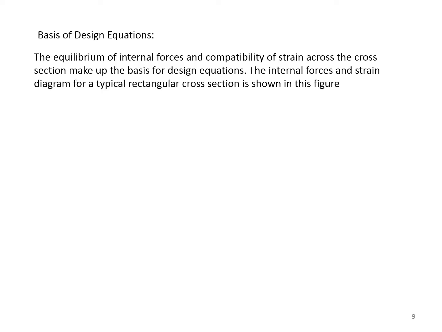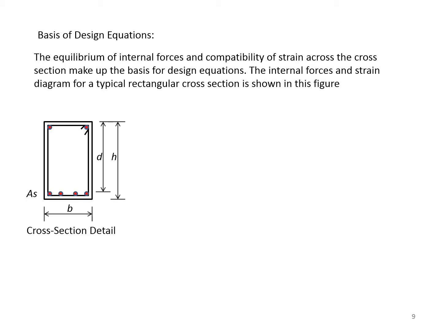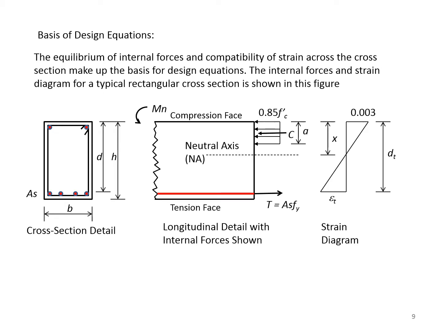Basis of design equations. The equilibrium of internal forces and compatibility of strain across the cross-section make up the basis for design equations. The internal forces and strain diagram for a typical rectangular cross-section is shown in this figure. Here is a cross-section detail, and this is a longitudinal detail. As you can see, the internal forces are shown with a compression force C on concrete and a tension force T in the tension steel.